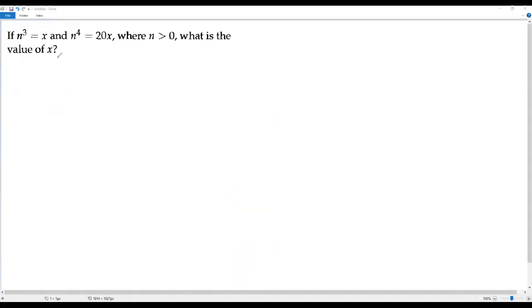Here we have the next problem. Okay, let's go with the question. If n cube equals x and n to the fourth power equals 20x, where n is greater than 0, what is the value of x? Using this information, we have to solve for x. That is, we have to find the value of x.